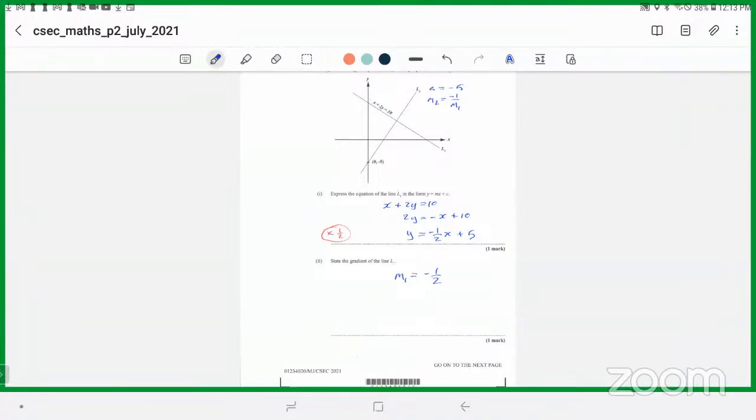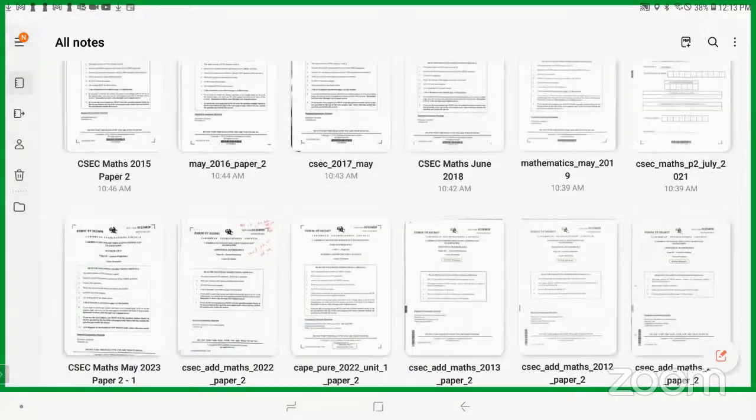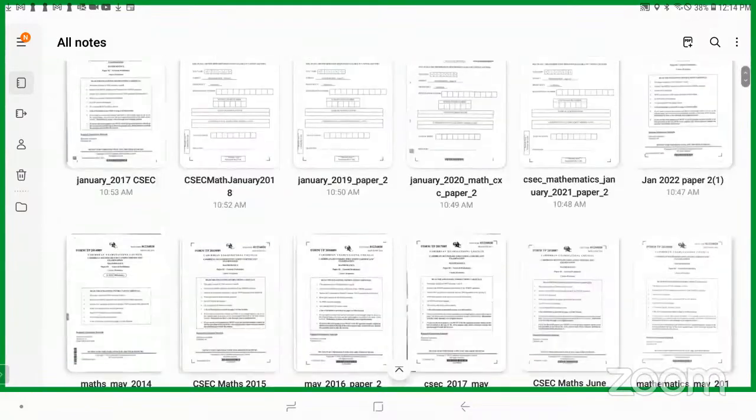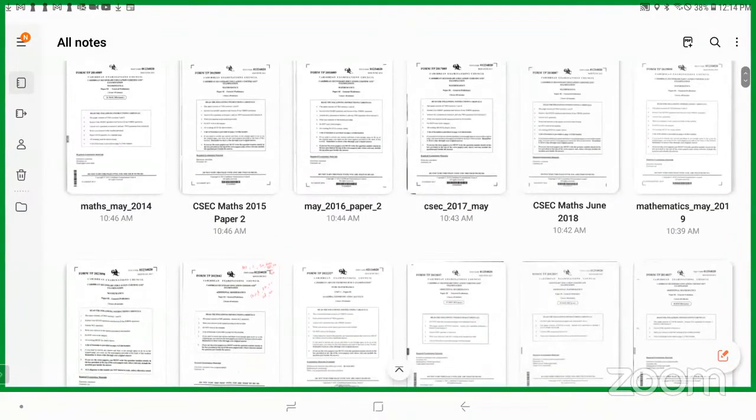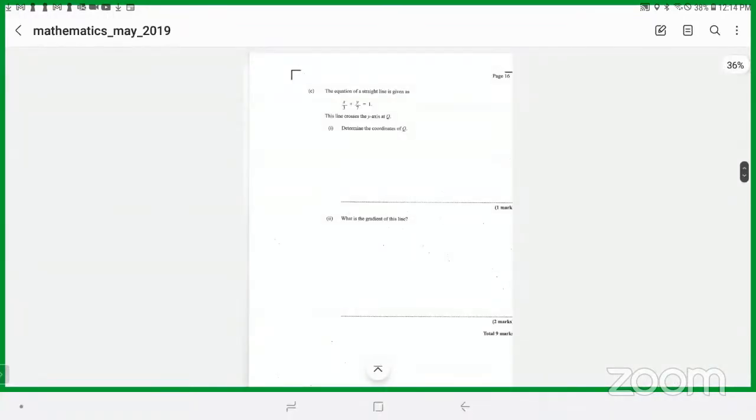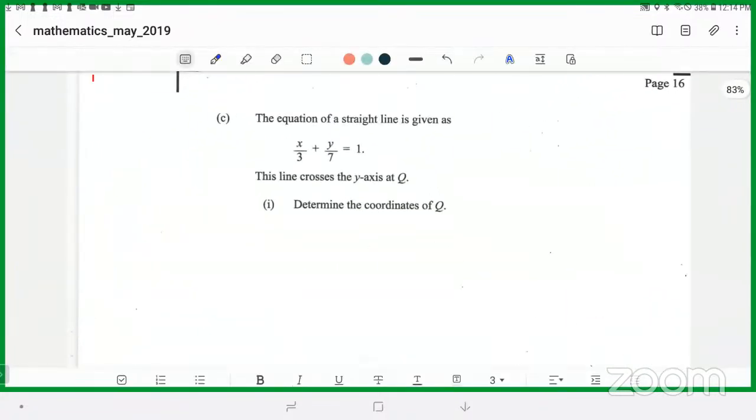So let's continue. Let's do another one. Let's look at May 2019. There's another coordinate geometry question that we can look at. Right here. All right, so that's another one right here, May 2019. So this is how they presented this one.